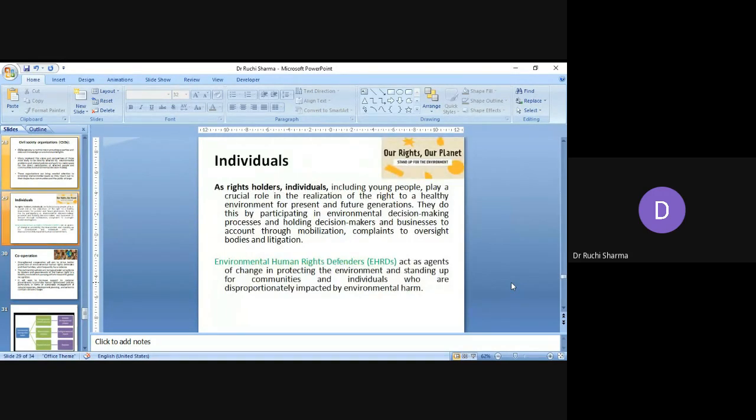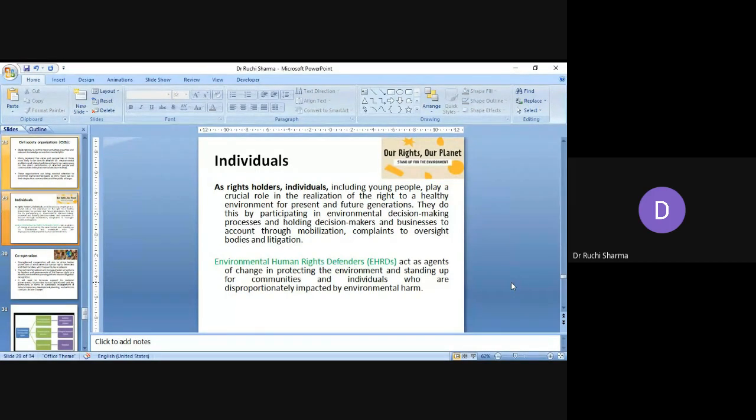Individuals, yes, we as individuals are the right holders, no doubt, because we are all human beings, but at the same time, we are also the protectors of our environment. So our rights are for us as well as for our planet, and we should stand up for the environment. The term used internationally is environmental human rights defenders, EHRDs.